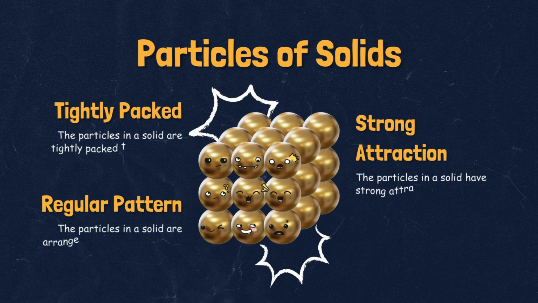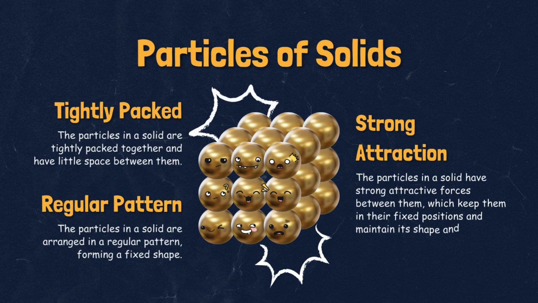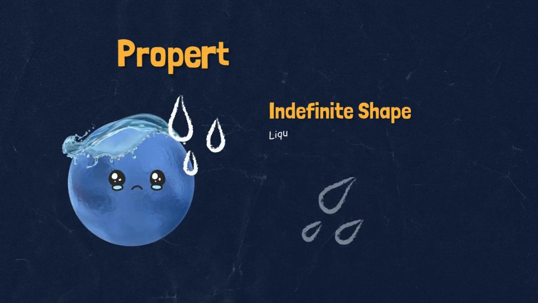Tightly packed. The particles in a solid are tightly packed together and have little space between them. Regular pattern. The particles in a solid are arranged in a regular pattern, forming a fixed shape. Strong attraction. The particles in a solid have strong attractive forces between them, which keep them in their fixed positions and maintain its shape and volume.